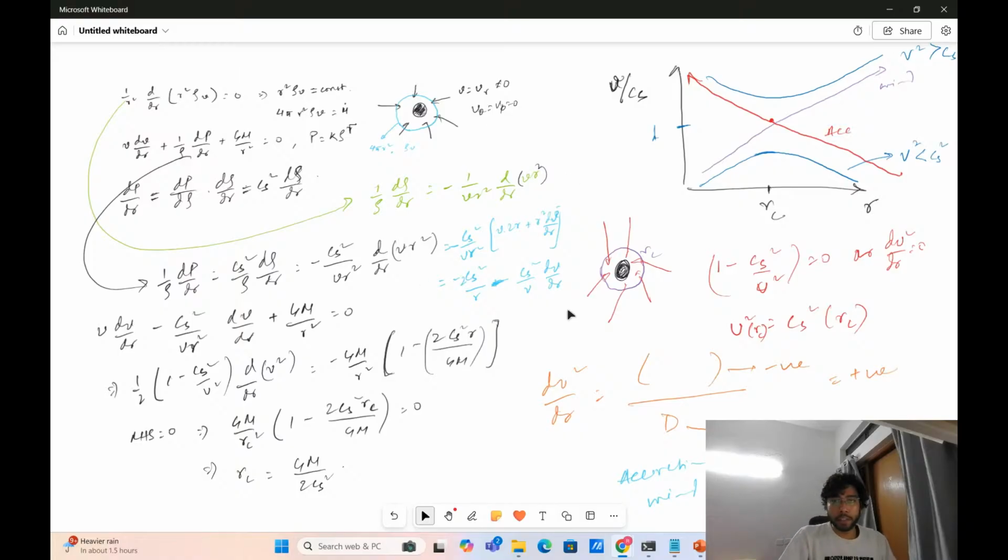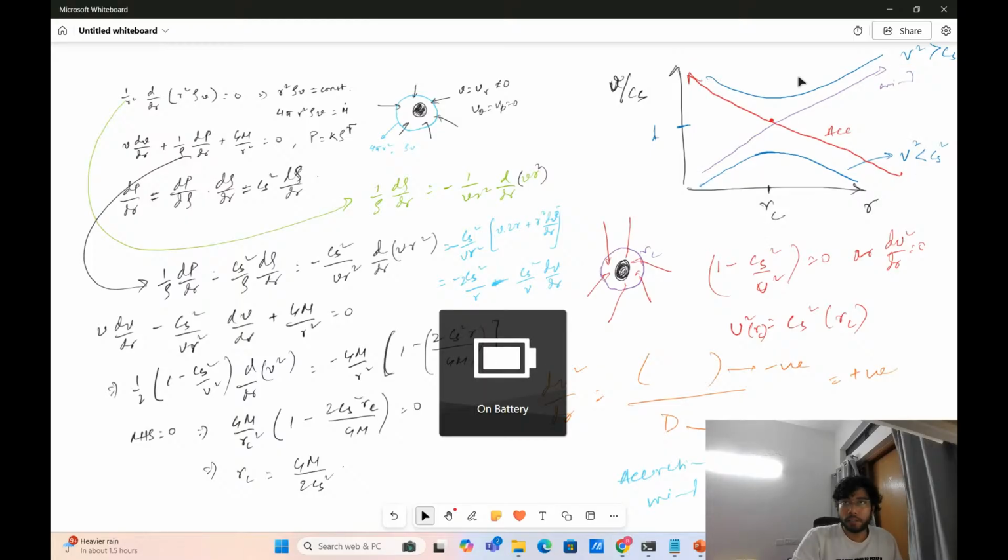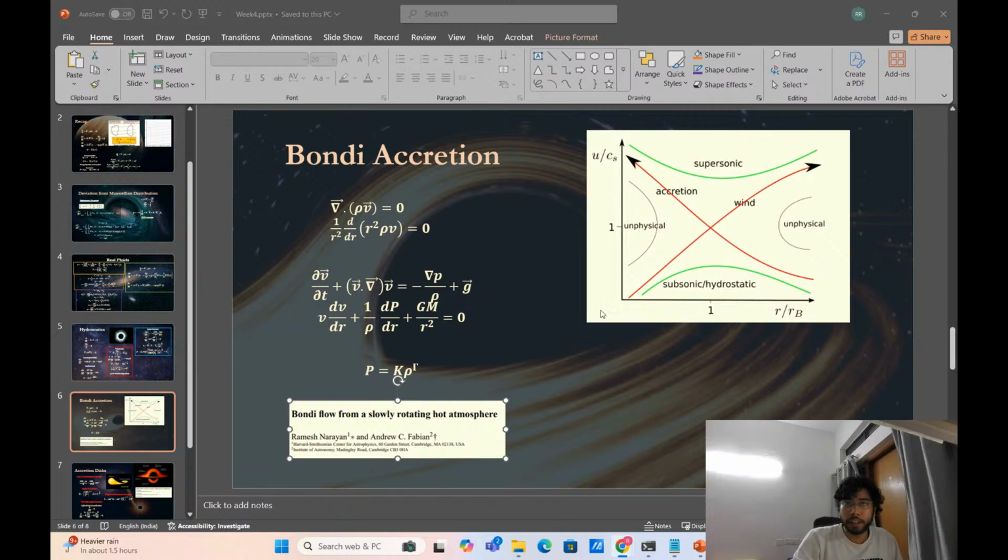So again, I think from the signs of whether this thing is plus or minus, you can identify whether the velocity will be increasing or decreasing, and in which direction. You can do that analysis. Okay. So yeah, I think that is it. So these are the four solutions.